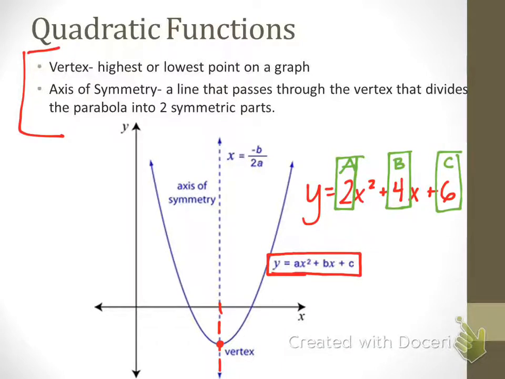Okay? So that's the type of setup our problems are going to be in when we're dealing with quadratic functions. All the word quadratic means is that I have an x squared in it. Just in case you were wondering, okay?